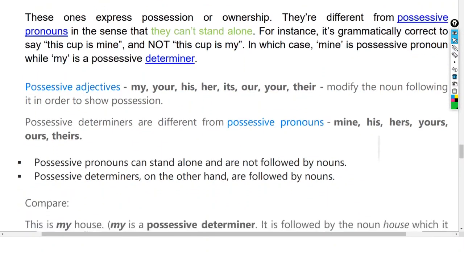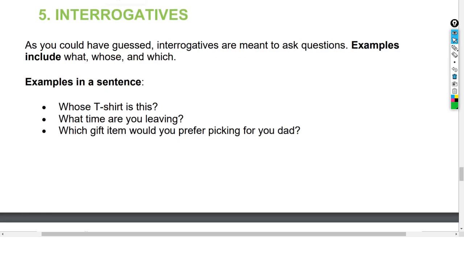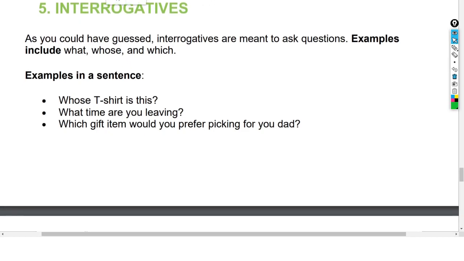Therefore, let us continue. Now let us come to the last category. The last category is the interrogative determiners. So here we continue with interrogative determiners.